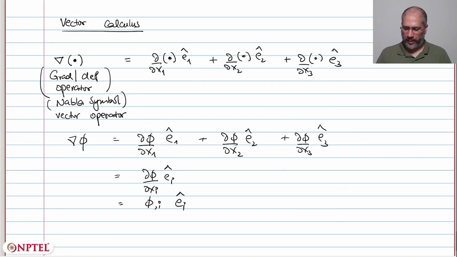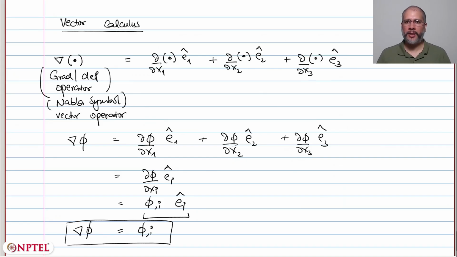So we can see that grad of phi is a vector with these three components, phi comma 1, phi comma 2 and phi comma 3. And with the misuse of notation, we can simply write this as phi comma i. We'll get rid of the ei, and this by itself will denote the vector phi comma i. So I can write grad of phi as phi comma i. Whenever you see this quantity phi comma i, that basically means it's the grad of phi.